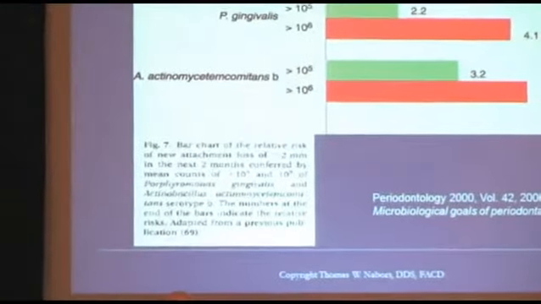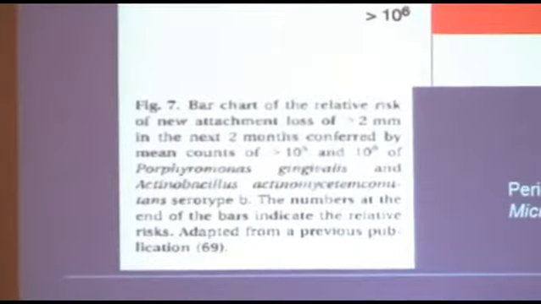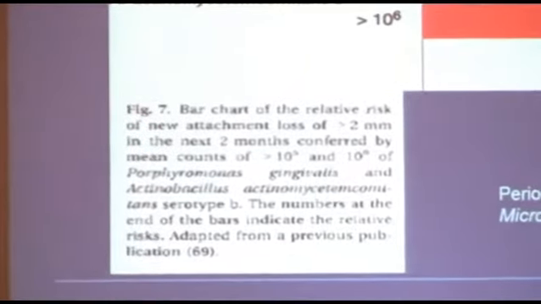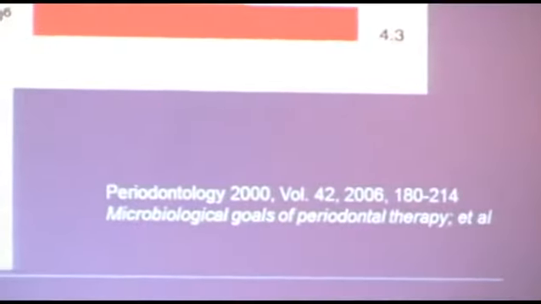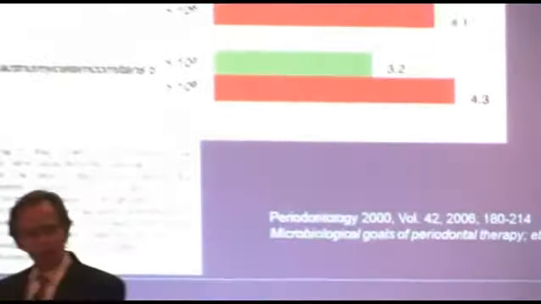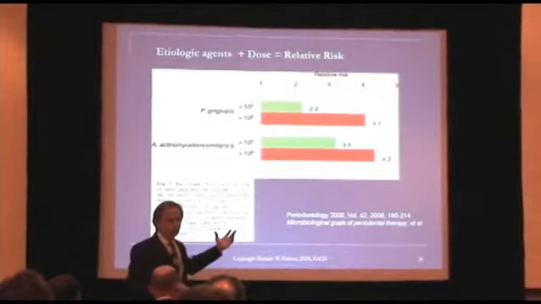So if you're looking at risk, ideally you would want to know this before they had bone loss, wouldn't you? Or if they had a 4 millimeter pocket and you knew this, you'd want to know this. Because if they leave with this microorganism, then over the next few months they're going to lose 2 millimeters of bone based on this relative risk.